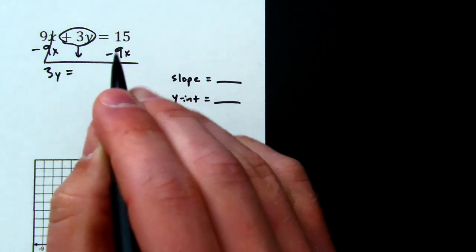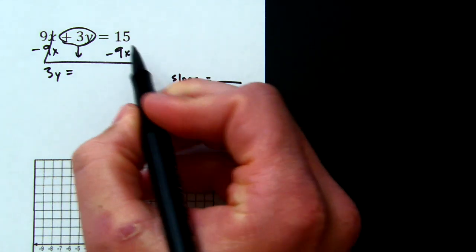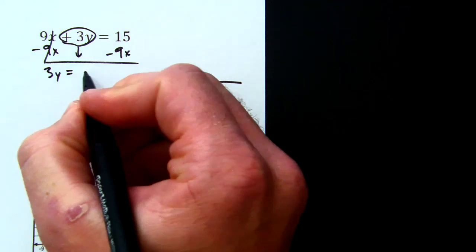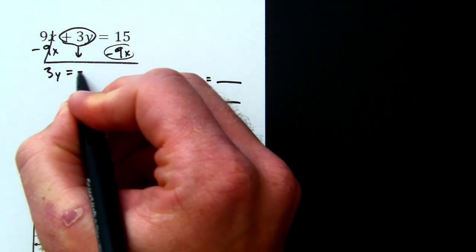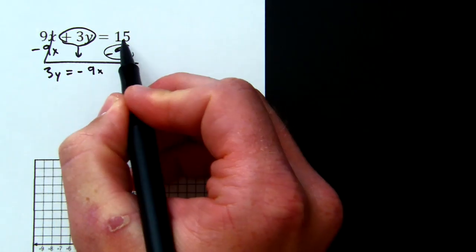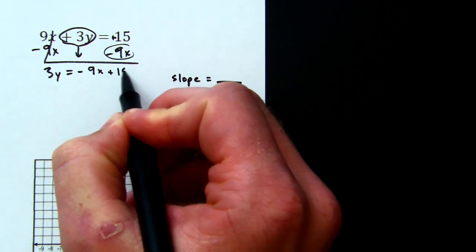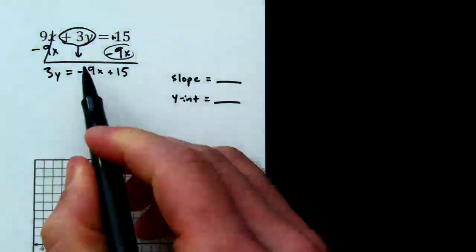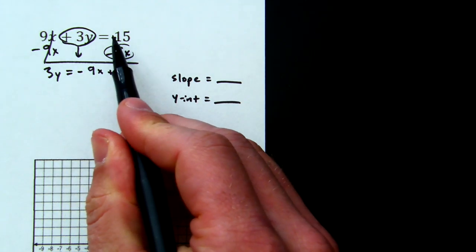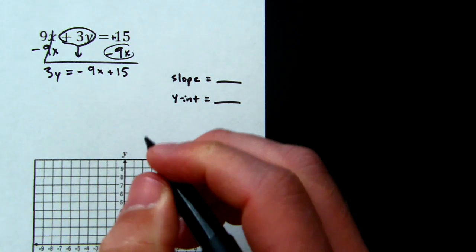So we leave them as they are with the signs out front, but we want to put the x first. So we rewrite negative 9x, and then our 15 is positive, so we're going to say plus 15. We just rewrite the negative 9x plus 15 because it's a positive 15.